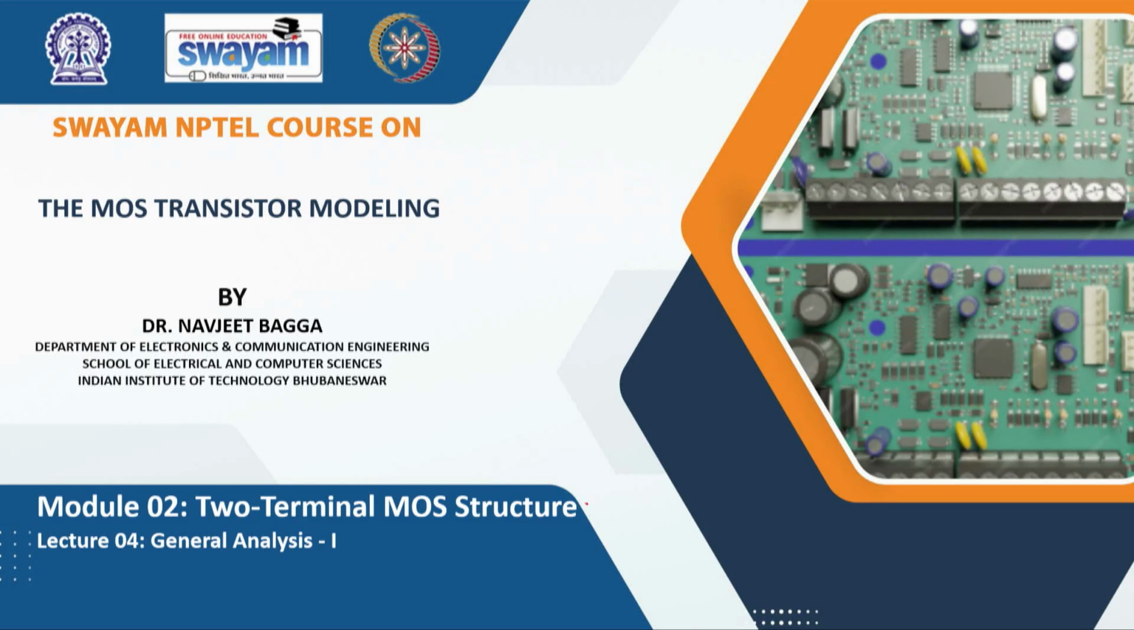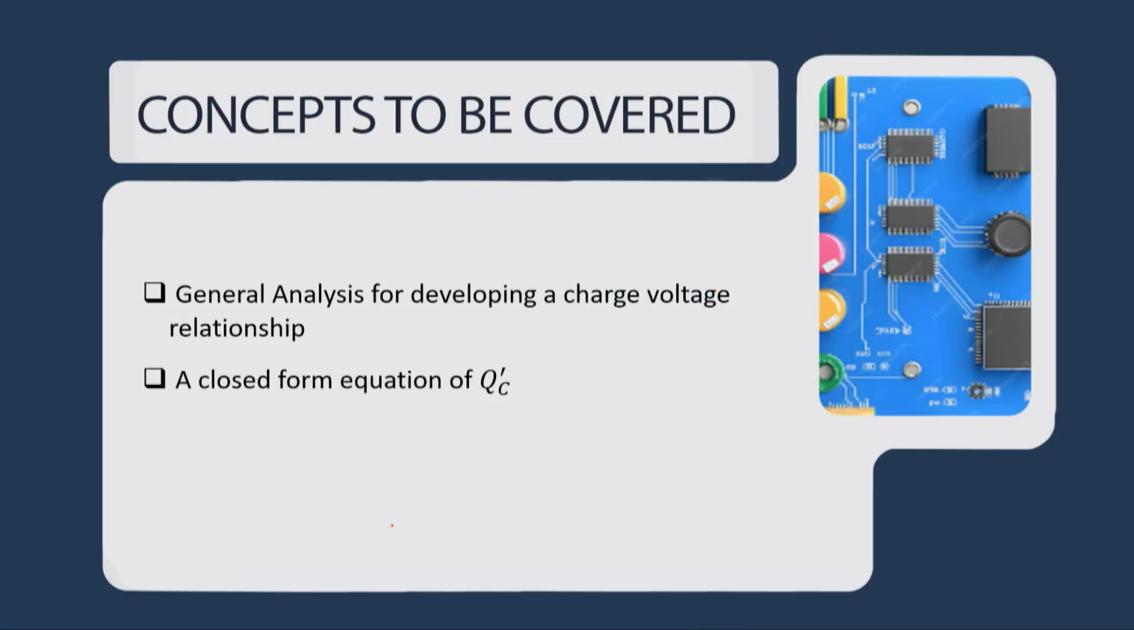We are in module 2, which is two-terminal MOS structure, and lecture number 4, general analysis 1. In this lecture, we are going to formulate a general relationship between the channel charge and the applied gate voltage, which is nothing but VGB.